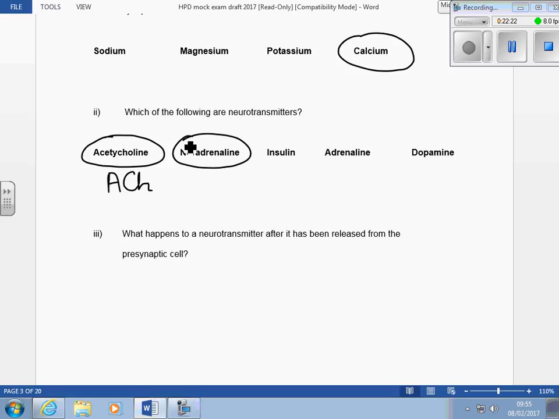What about dopamine, though? Yes, that is. I should probably make sure I don't. Oh, I can't now. The exam's in the exams office. I should make sure adrenaline's not on there because of confusion.